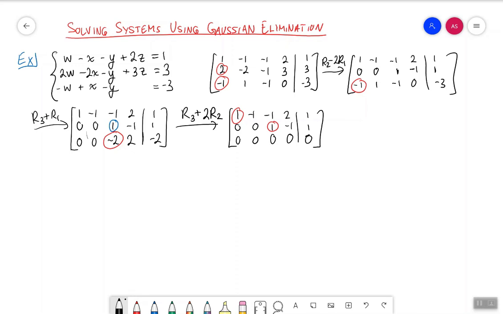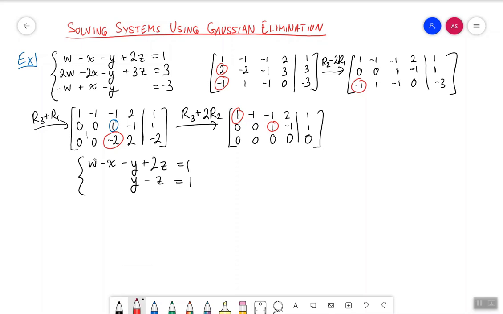So now let's turn this back into a system of equations. This becomes the system w minus x minus y plus 2z equals 1, and y minus z equals 1. Now we could write 0w plus 0x plus 0y plus 0z equals 0, but there's no point in doing that. So this is our system.